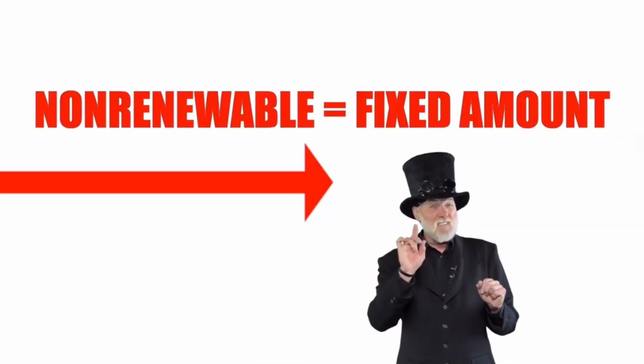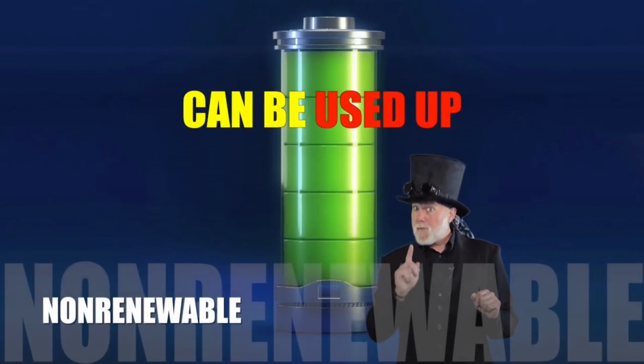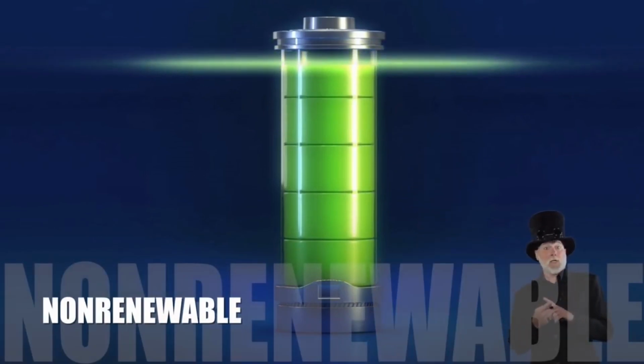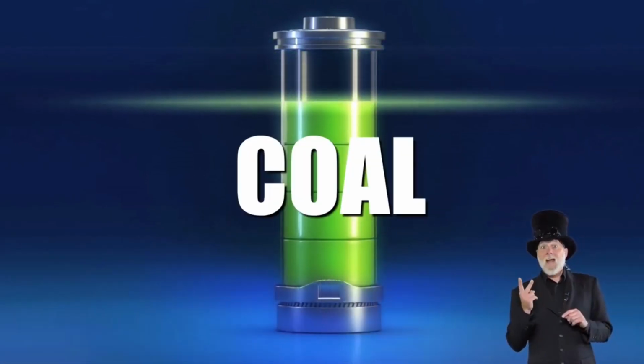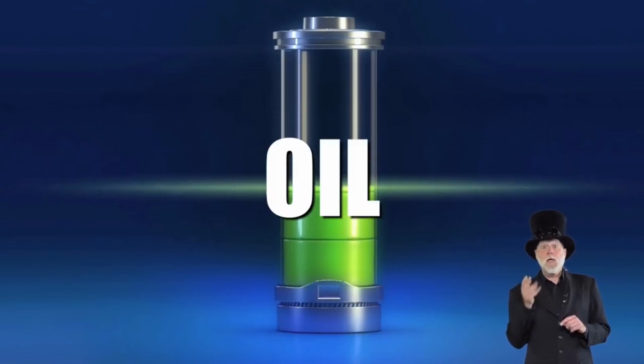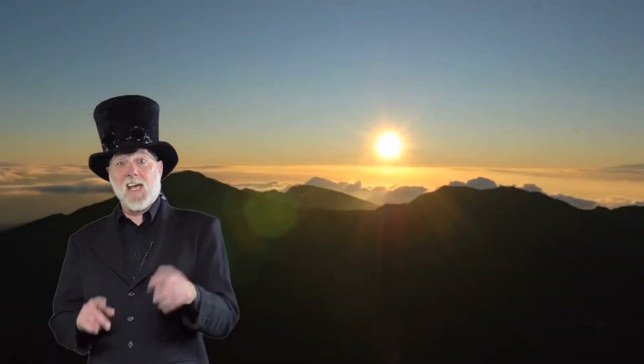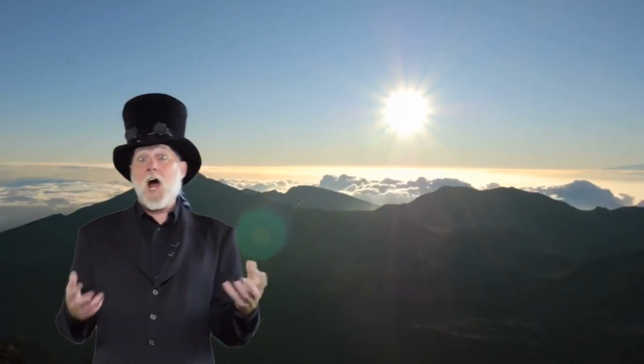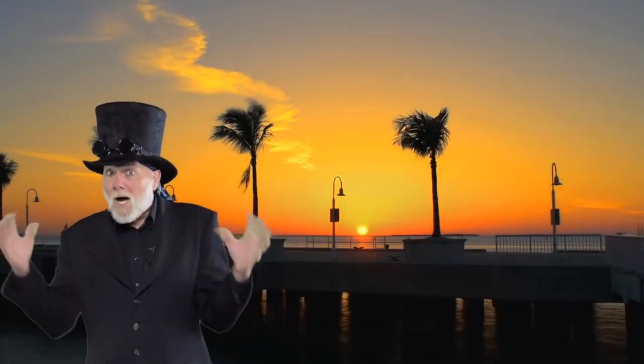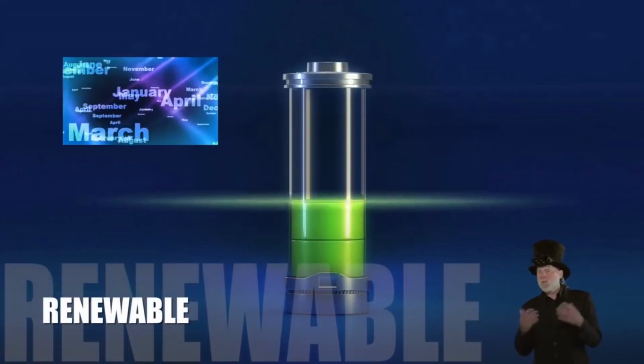Non-renewable resources have a fixed amount, and they can be used up. Examples include coal, natural gas, oil, minerals, and nuclear energy. Technically speaking, even the sun's energy is non-renewable, but there's so much of it, it can't be used up in a human timescale. Renewable resources are just that.